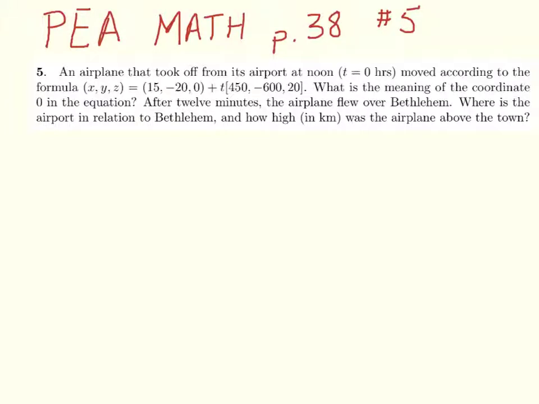Okay, so this is the problem from page 38, last night's homework, number 5. We have that airplane, and it took off from this airport at t equals 0 hours. And we're given this formula here.